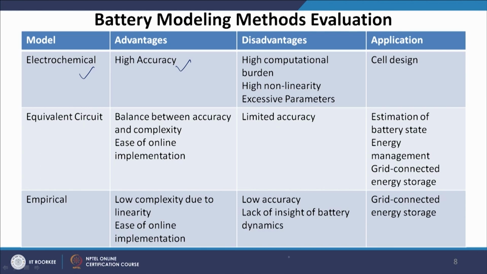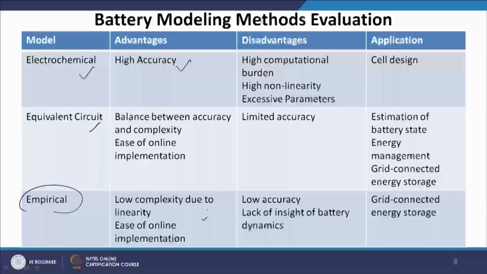Now, the third model is the empirical model. So, we can talk about 3 different models: electrochemical, equivalent circuit model and empirical model, and each model has certain advantages and limitations. So, we need to see what those are. In case of the empirical model, we have low complexity due to linearity and ease of online implementation. However, the limitations are low accuracy and lack of insight into battery dynamics, and its application could be grid connected energy storage.